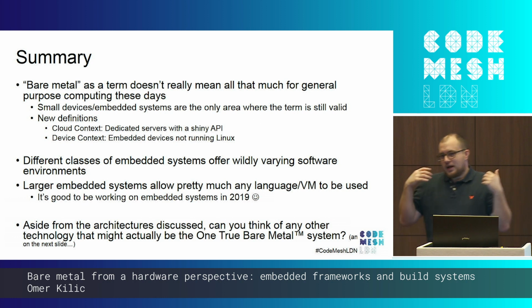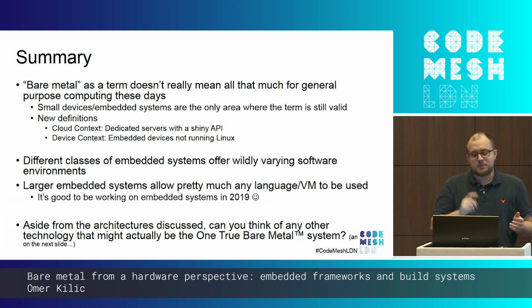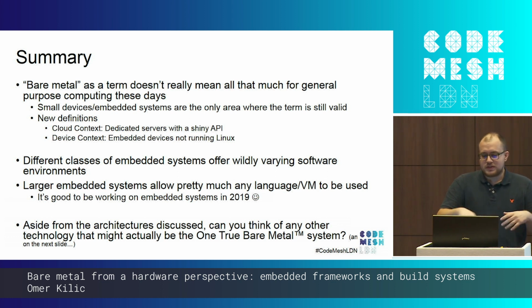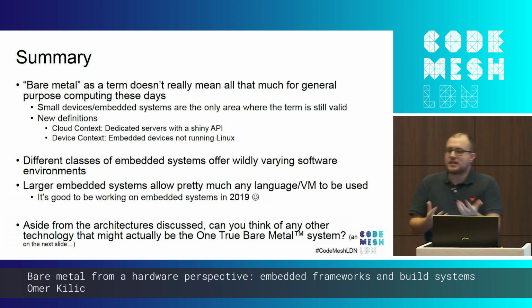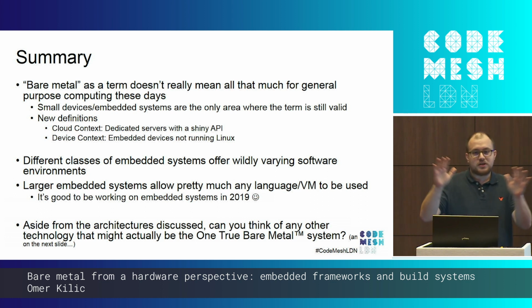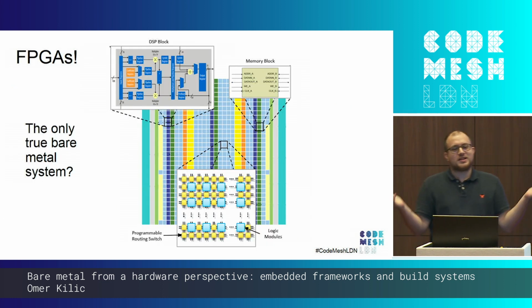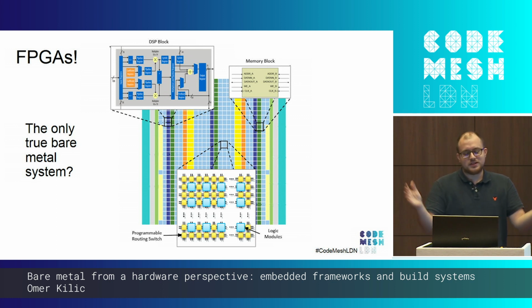So I'm a hardware guy, and I would feel really bad if I don't mention just one thing about bare metal before I finish my talk. Aside from the microcontrollers, the slightly bigger processors, etc., can you think of any other technology, any other silicon device that we can potentially hail as the one true bare metal system? Anyone? FPGAs? Yes, thank you. So FPGAs are, by definition, the one true bare metal system.